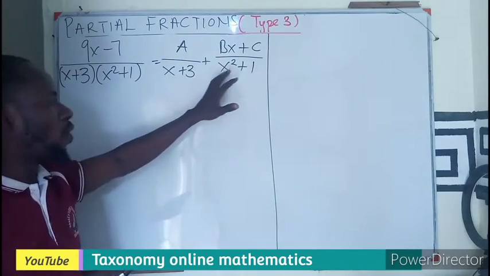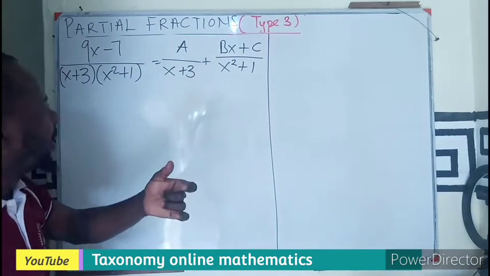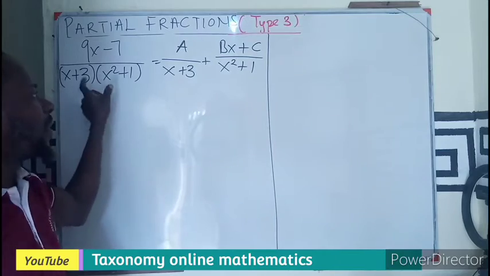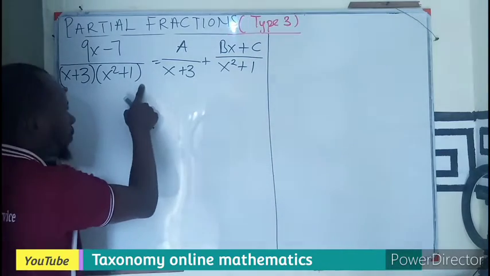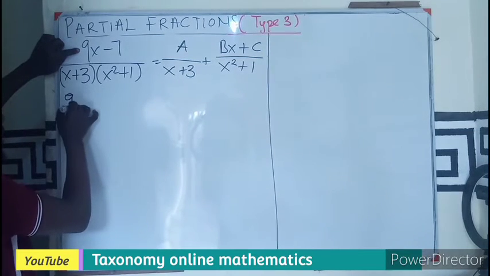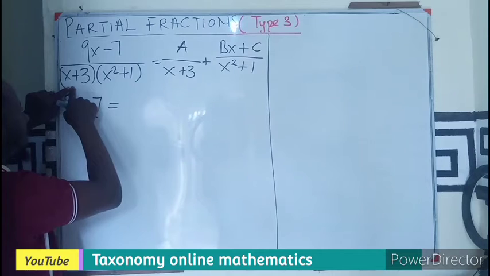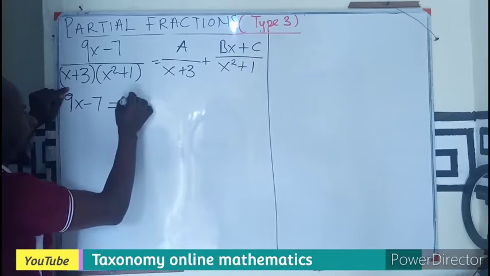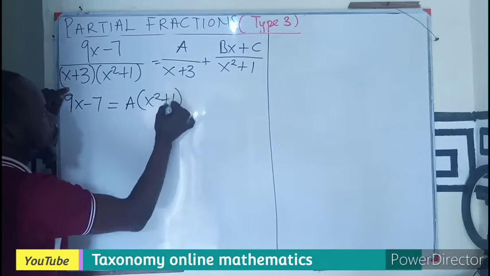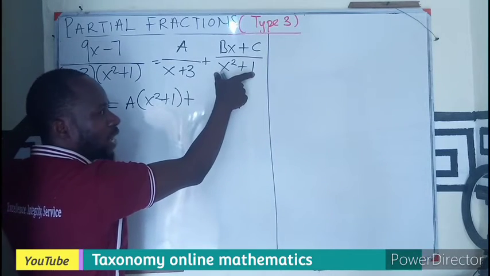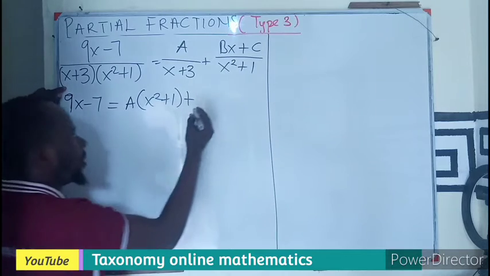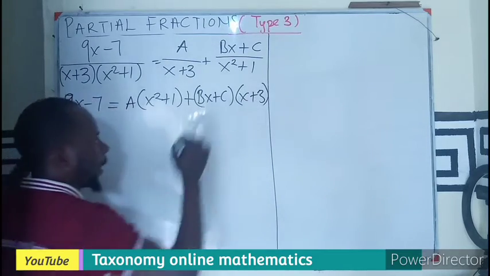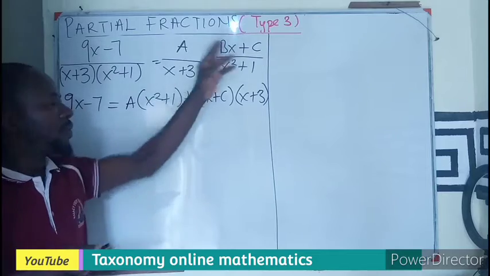So we have a fraction on both sides, and we look for the LCM or LCD, which is going to be the same factor. Multiplying the left and the right by the LCD will make things cancel, so I'll be left with only 9x minus 7. On the right, x plus 3 cancels itself in the first term, leaving x squared plus 1. Then the quadratic cancels itself in the second term, leaving only Bx plus C, multiplied by x plus 3. So now we have our equation devoid of fractions.